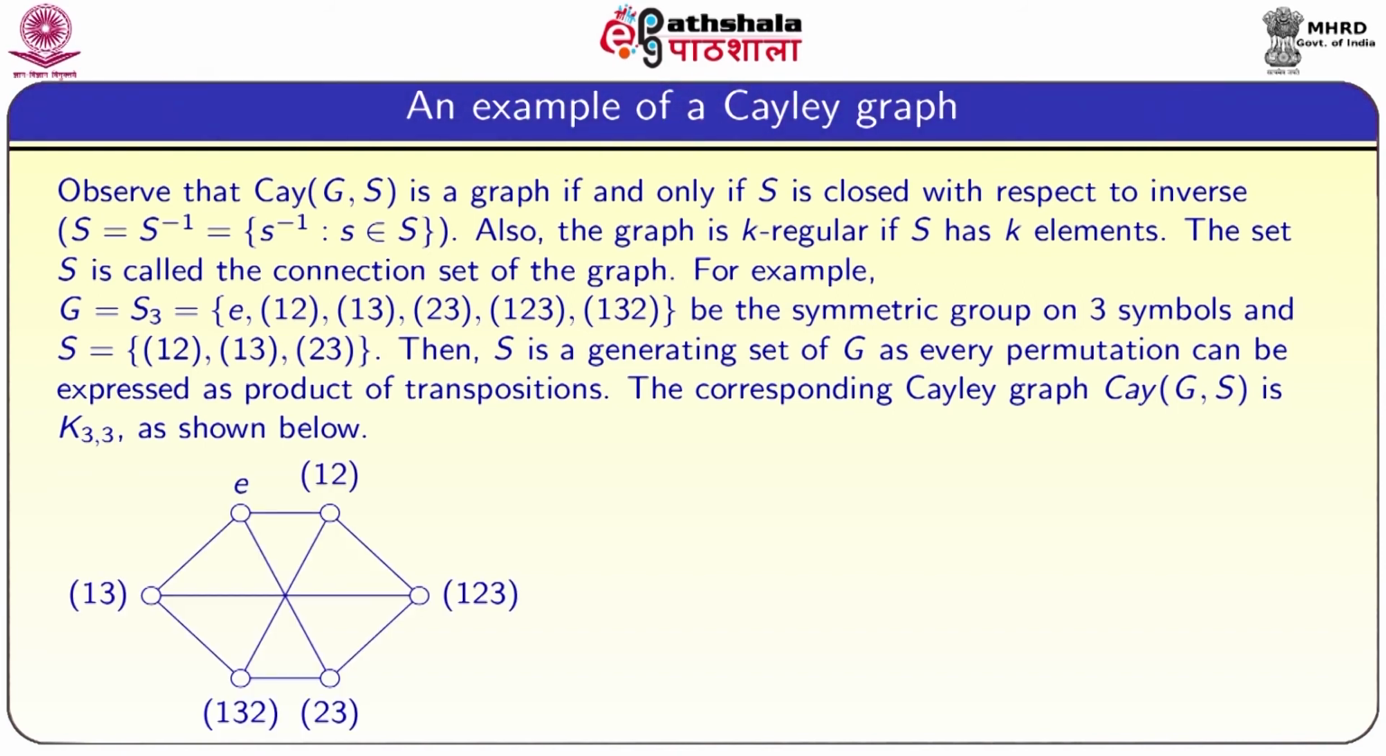So here the vertices of this graph are the elements of G, that is e, (1 2), (1 3), (2 3), (1 2 3) and (1 3 2). There is an edge between two vertices if and only if x times y inverse belongs to S. So e times (1 2) inverse belongs to S, then we say that there is an edge between them. It is easy to see that (1 2) inverse is again (1 2), which is in S, so clearly there is an edge between e and (1 2). Similarly, one can check the other edges also.